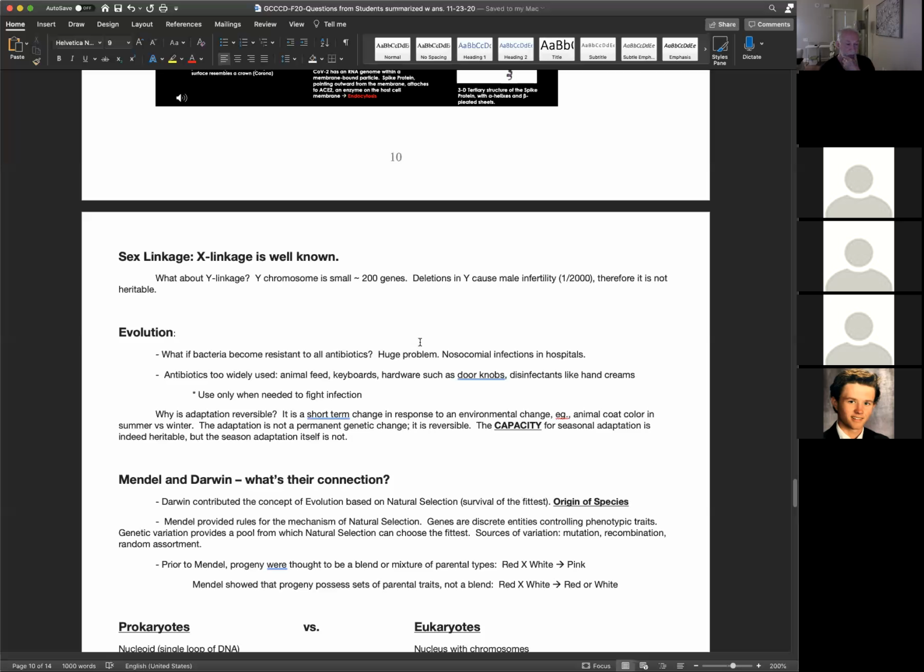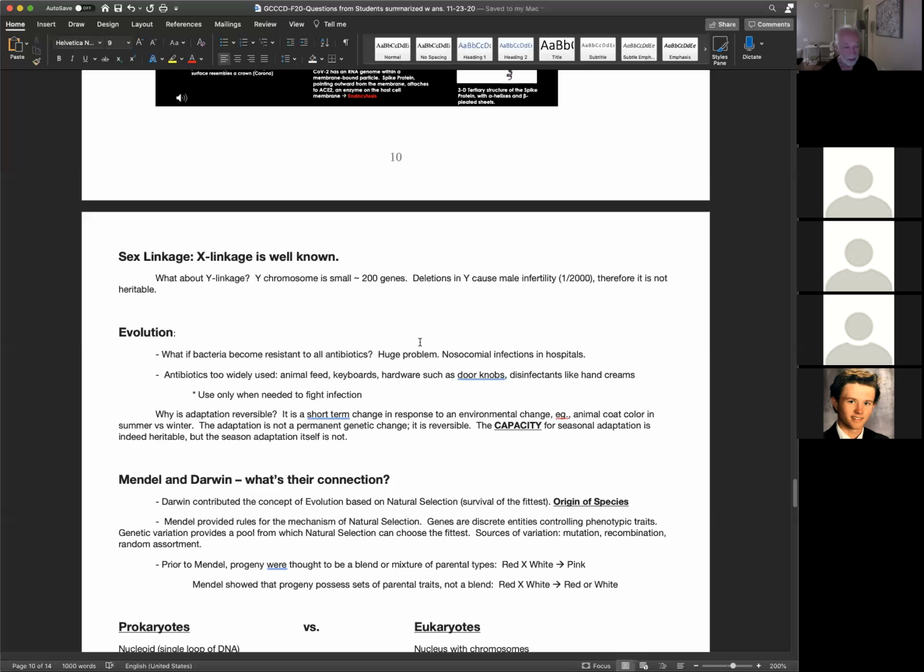There were a couple of questions about Mendel and Darwin. What's their connection? Well, Darwin contributed the concept of evolution, based on natural selection, survival of the fittest, and that's how new species originate. What did Mendel do? He provided the rules, a mechanism for what Darwin was proposing. And the mechanism is that genes are discrete entities that control phenotypes.